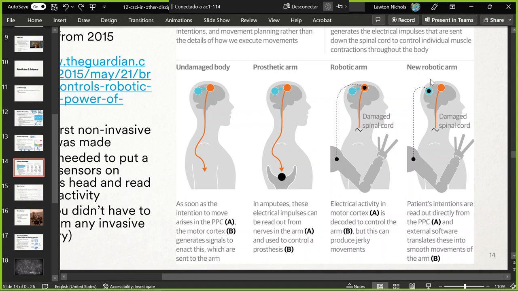But more recently, people with damaged spinal cords can use new technology that reads your signals from the brain again, but you also don't need any surgery. Just on top of the head, you can place some sensors. And with some fancy software, those signals can be translated into smooth movements of the robotic arm. It's really, really cool. People who have unfortunately lost their arm have a much better lease on life now that this kind of thing is possible. Does that make enough sense? Any questions about that?